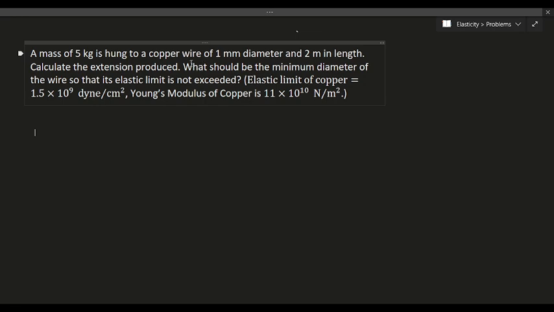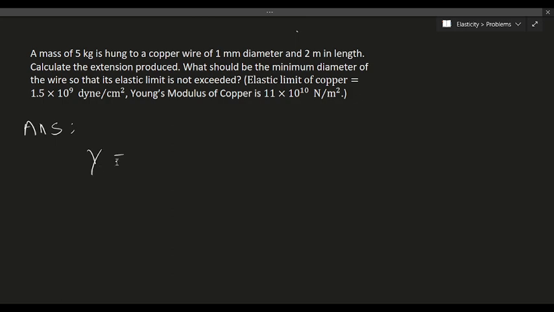Another problem. A copper wire has 1 millimeter diameter and 2 meter length, and a mass of 5 kg is hung from the lower free end of the copper wire, due to which the copper wire undergoes extension. We have to calculate that extension. We are given the Young's modulus of copper. So from Young's modulus we can find out the extension produced. We simply use the formula for Young's modulus.